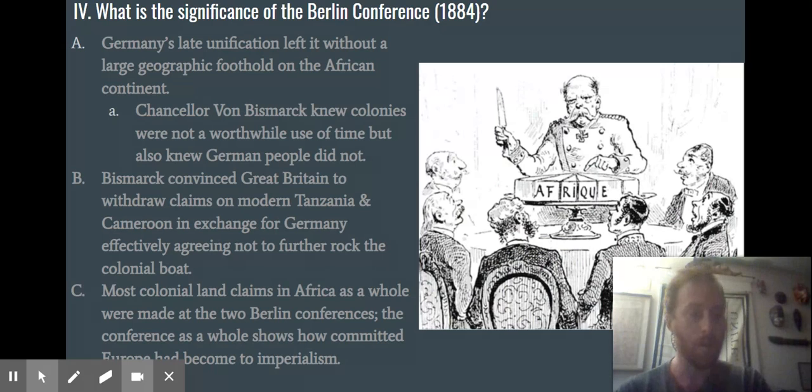Chancellor von Bismarck doesn't really care about colonies. He recognizes they're not worth exploiting other people to get because it costs money to do so, and it's not worth the return on investment. But he knows that the German people want to compete with other nations in Europe. So he gets Great Britain and all these other nations, great powers in Europe, to give modern Tanzania and Cameroon to Germany and to kind of establish a set of rules for how the rest of the African continent should be divided up. And so this conference basically makes it so Europe has a set of rules and effectively is able to divide up Africa after that.